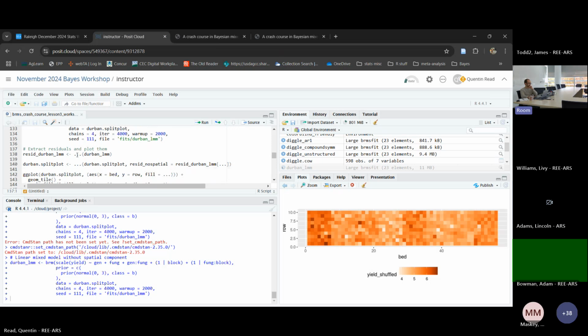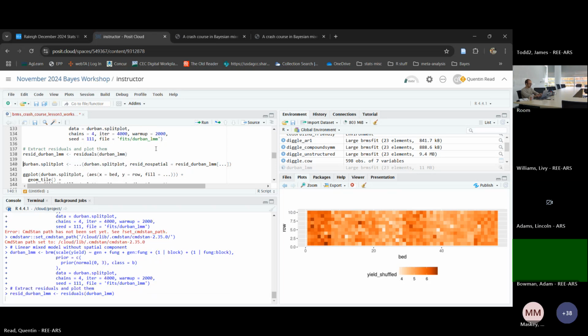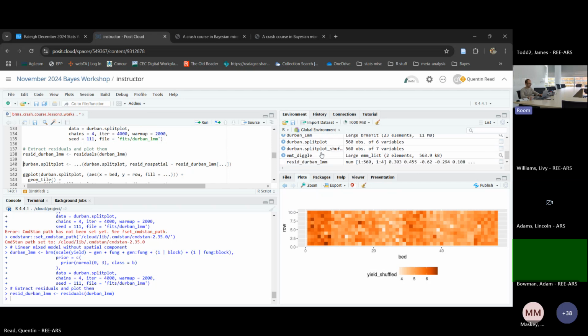Yes, we're going to use the residuals function first off to get the residuals of the model. We'll run that. It takes a second to run. And if you look at it, we have 560 rows in that, which is the same as the amount of data points we have in our model, because we get one residual for every data point.